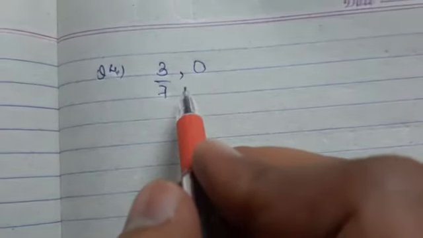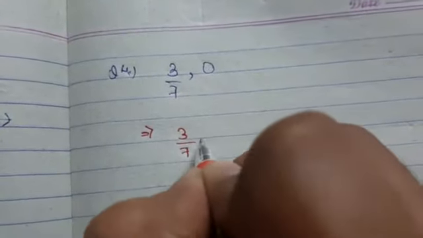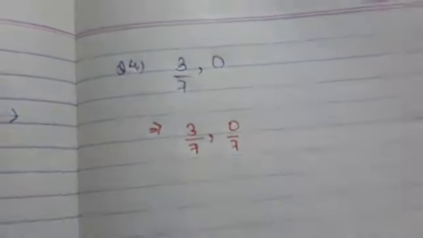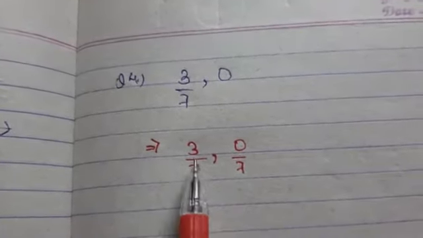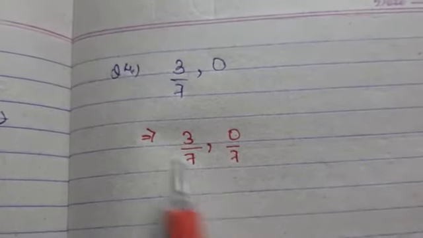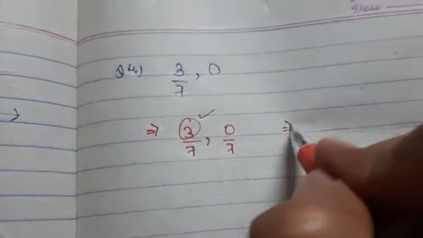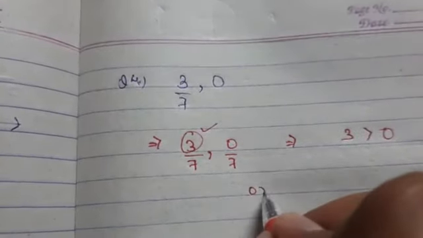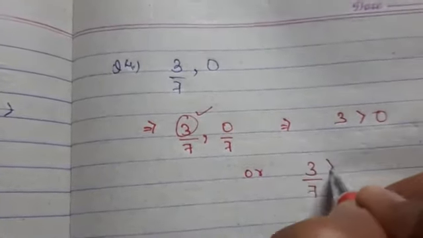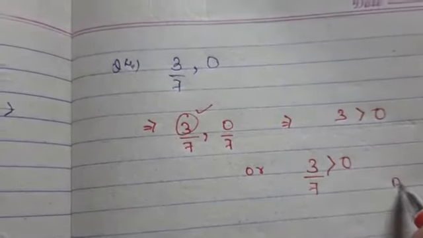Since we need to make the denominator the same, we can write 0 as 0 by 7: 3 upon 7 and 0 upon 7. Now the denominators are the same, so we only need to focus on the numerator. Out of 3 and 0, which is the greater value? Obviously, 3. So we can write that 3 is greater than 0, or 3 upon 7 is greater than 0. This will be your answer.